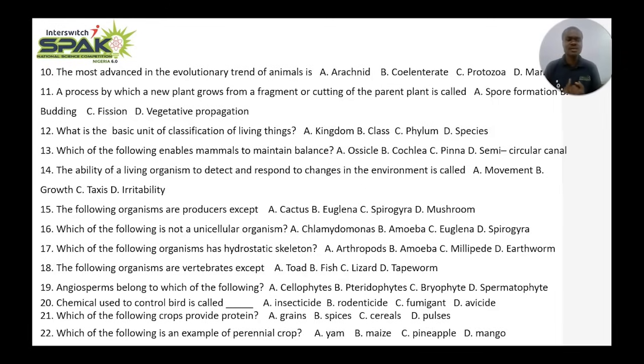Which of the following is an example of a perennial crop? Yam, maize, pineapple, mango. Perennial crops are crops that stay for more than 3 or 4 years. They can stay up to 5, 10, 15, 20 years, etc. Yam lives between 1 to 2 years. Maize is within a few months, so maize is annual. You can have 2 life cycles of maize within a year. Pineapple lives between 1 and 2 years. But mango can stay for as many years as possible. So mangoes are generally perennial. The tree will continue to bear fruit from one year to the other.